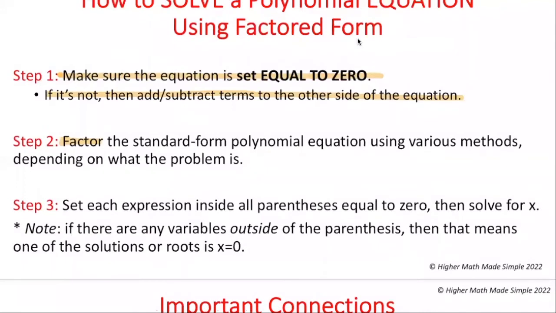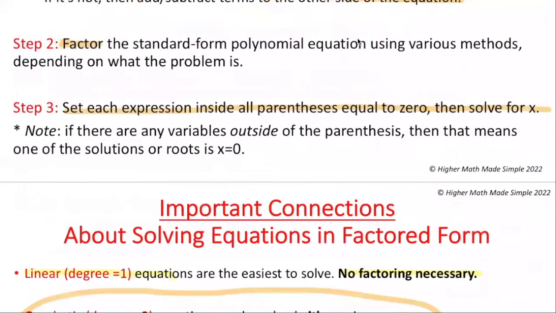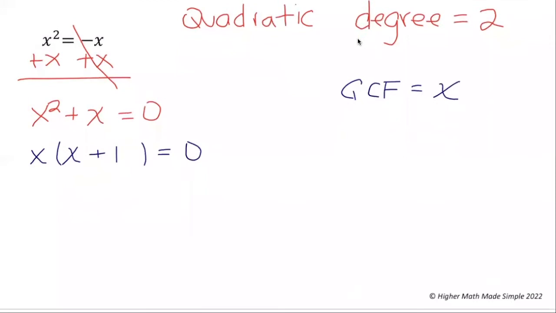Then step 3 is you're going to set each expression inside all of the parentheses equal to 0 and then solve for x. If you notice down here, we technically just have this parentheses here. So we're going to set this guy here equal to 0 and solve for x. We can subtract 1 on both sides and we end up with x equals -1.